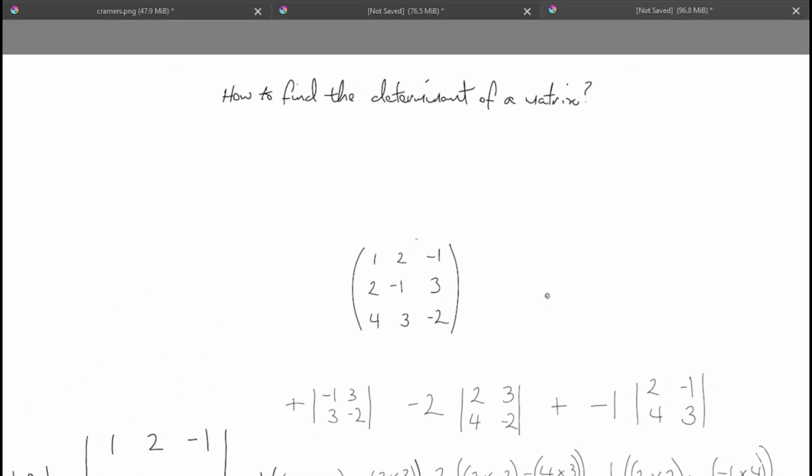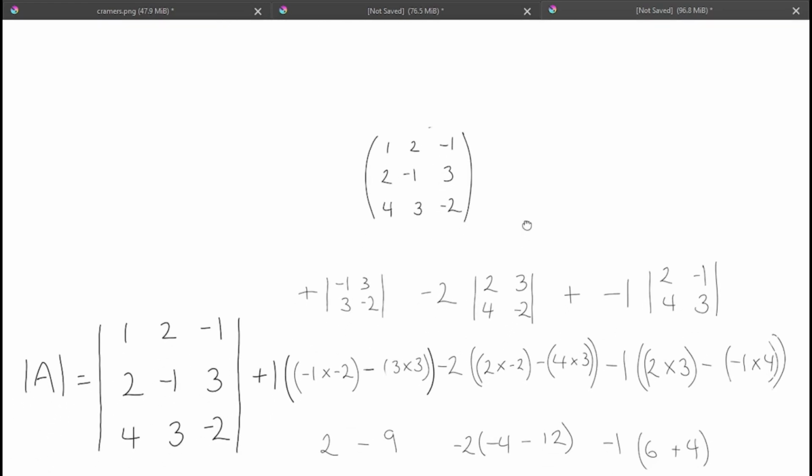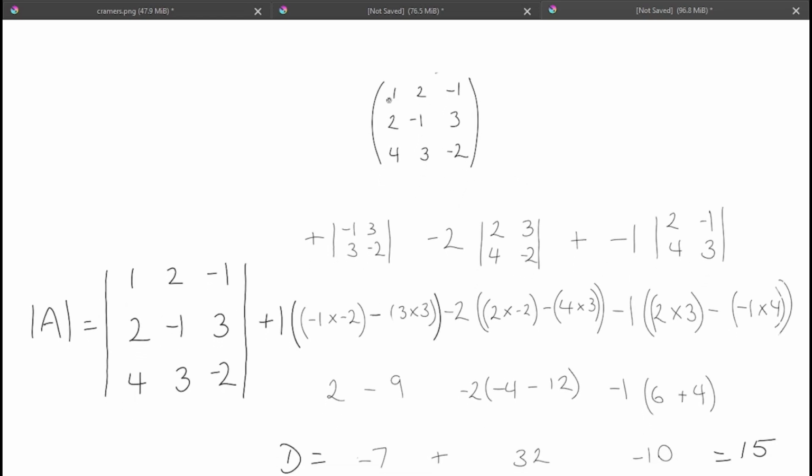Hi everyone, welcome. The topic for today is how to find the determinant of a matrix. So we have a matrix here: 1, 2, minus 1, 2, minus 1, 3, 4, 3, minus 2.